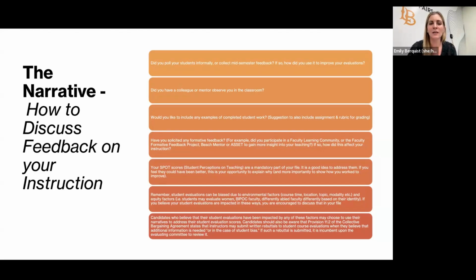Another thing you can do is include examples of completed student work. Why? That helps show what the value of your assignments were, what kind of assignments you're making. Of course, if you are to do that, we suggest that you also include the assignment and the grading rubric so your evaluators can have some context. Another thing you may want to discuss with your instruction is whether you have solicited any formative feedback.